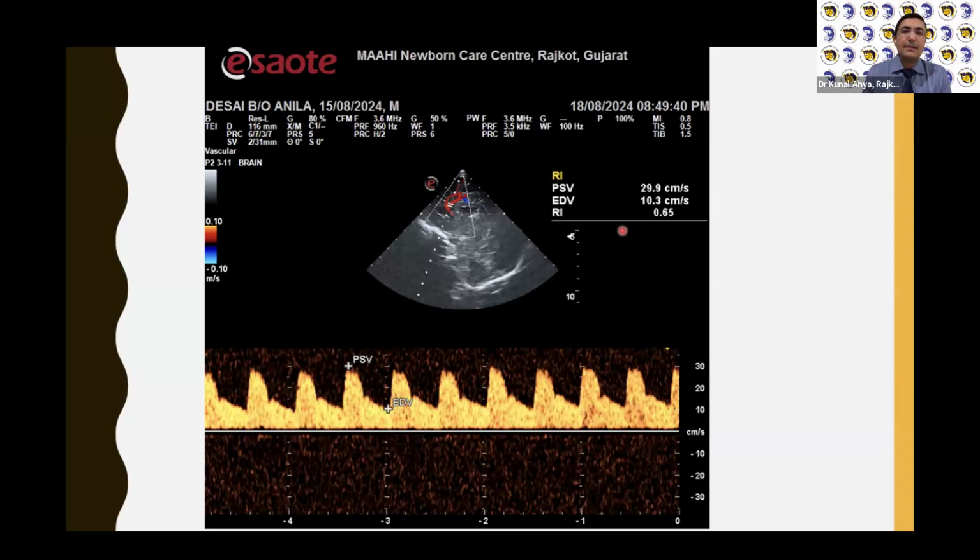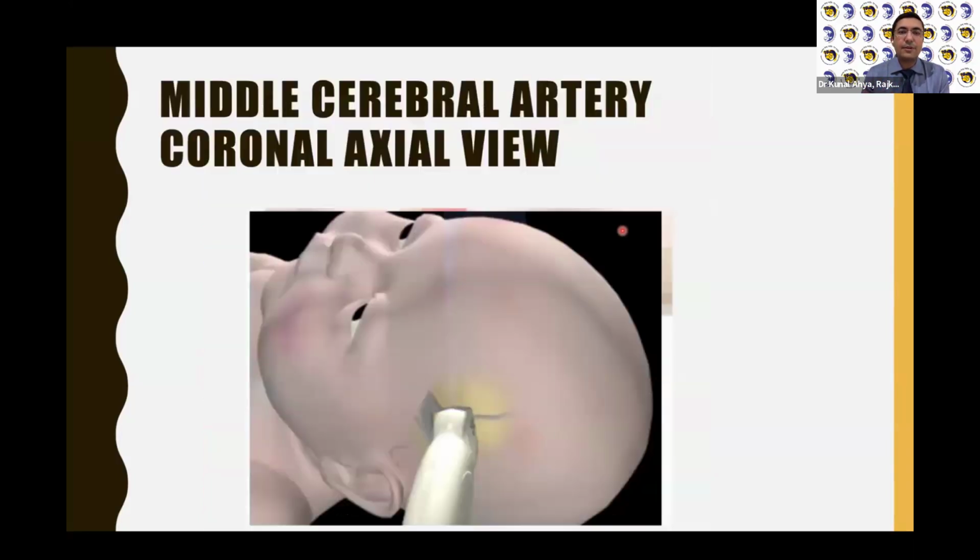So normally the RI is between 0.55 to 0.8 or 0.85. Anything above or below it is abnormal. So it helps in prognosticating the neurodevelopmental outcome, though not 100%, but it gives you an indirect evidence. So in babies with birth asphyxia, you can monitor the RIs, as well as in babies with hydrocephalus also.